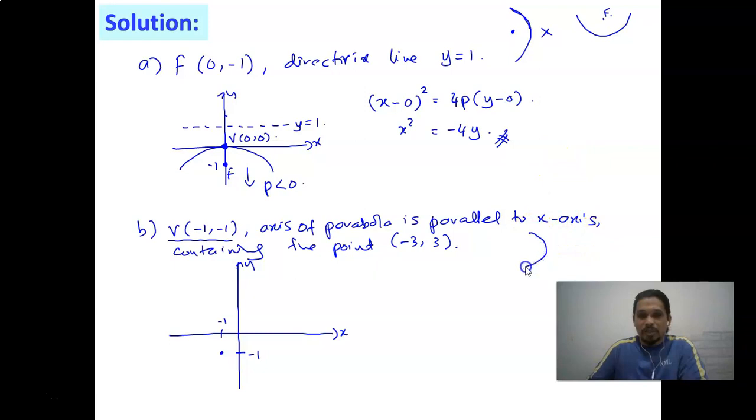It's either open to the left, and this is the axis of the parabola. This is the symmetrical line of the parabola, and this line is parallel to the x-axis. So the question is whether the parabola opens to the left or to the right. Which one? Okay, the parabola contains the point negative 3 and 3. So negative 3 and 3 here.